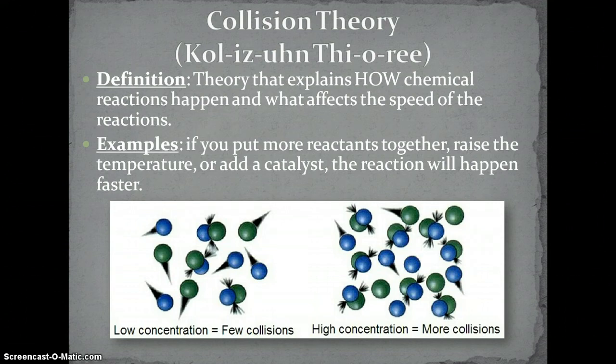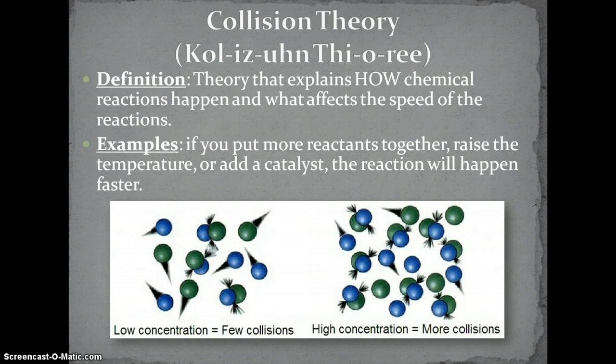Collision theory. The definition is a theory that explains how chemical reactions happen and what affects the speed of the reactions. For example, if you put more reactants together, raise the temperature, or add a catalyst, the reaction will generally happen faster.